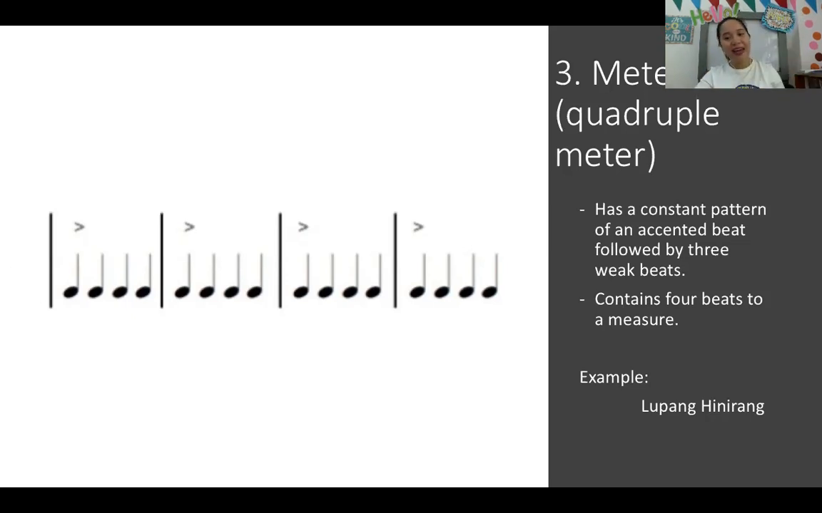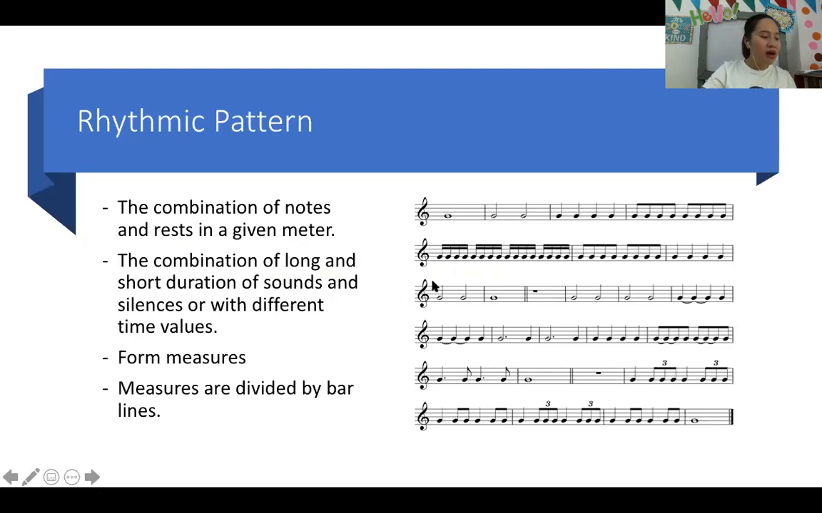Kuha? Okay. So, next is, we have a rhythmic pattern. So, si rhythmic pattern is the combination of notes and rest in a given meter. So, na-combine na si notes of si rest. Remember, si notes is sounded and si rest is not sounded. Okay? Not sounded. So, if you are going to mix them together, you're going to mix them together.